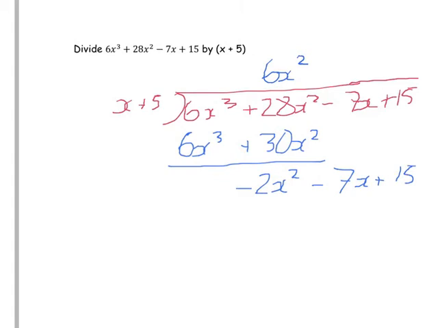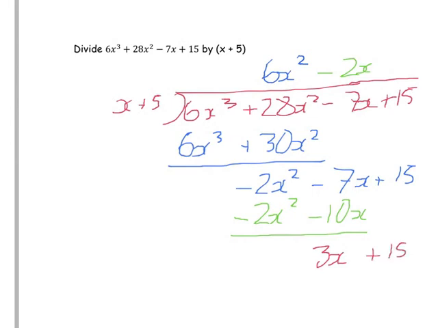Now we divide minus 2x squared by x, which gives minus 2x, and then we multiply that minus 2x by x plus 5, so that's minus 2x squared, and minus 2 times 5 is minus 10x. Subtract the two away from each other, and we get 0 for that part, and minus 7x minus minus 10x becomes 3x, and we've still got the plus 15, which we brought down.